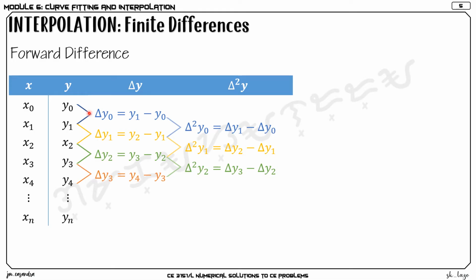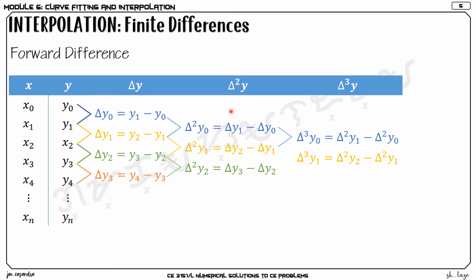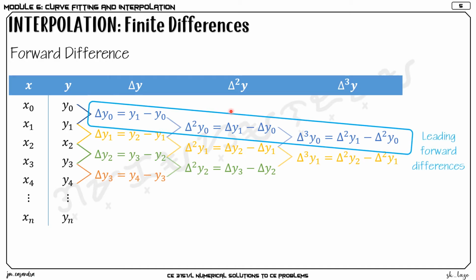And if we want to get the third difference, that will now be the difference of the second forward difference, and it will give us delta cubed y0 is equal to the second difference of y1 minus the second difference of y0, and we have the third difference of y1 is equal to the second difference of y2 minus the second difference of y1. So the first terms for each difference is what we call your leading forward differences.